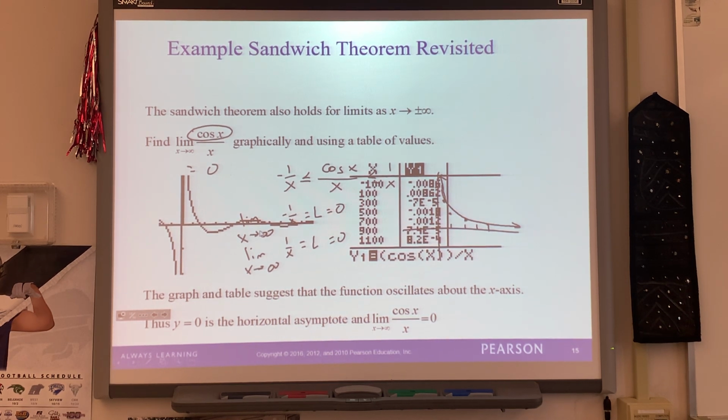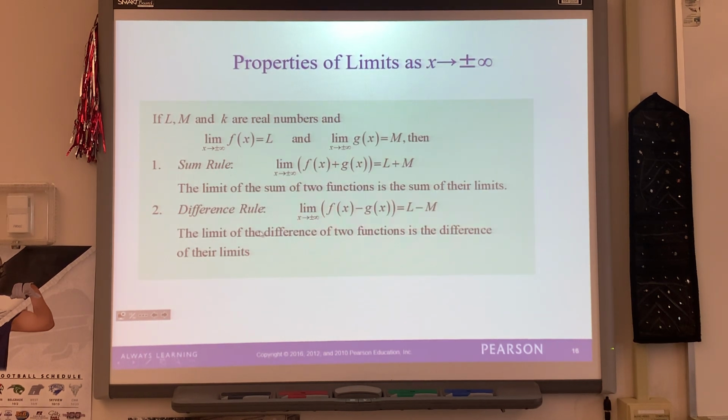All right, and again, we can say that, because of that horizontal asymptote definition, if I know that the limit as x approaches positive infinity of some function equals some number, that's what its horizontal asymptote is. Okay. Don't need to spend a ton of time with this.